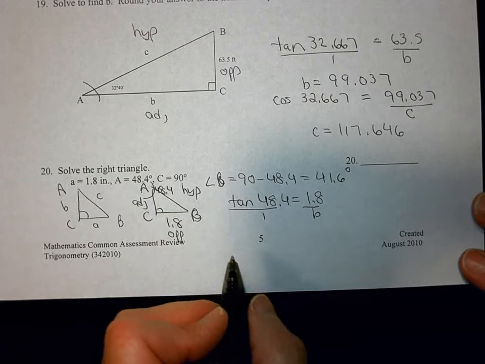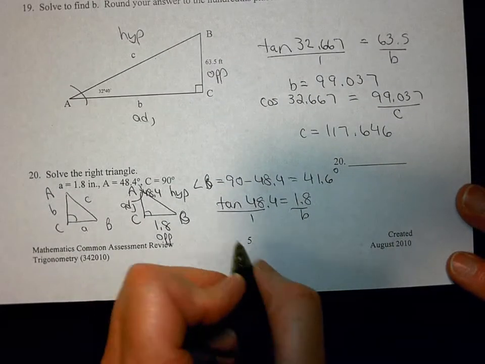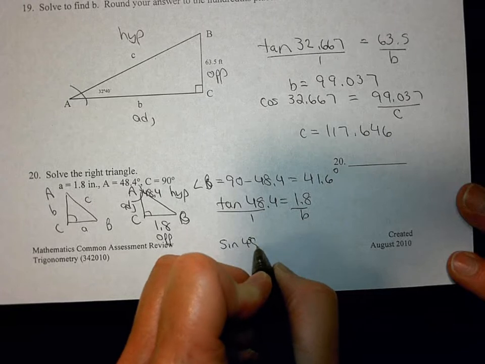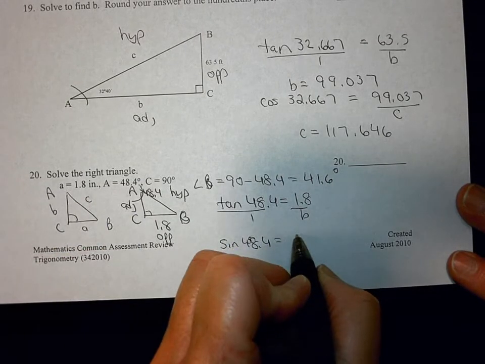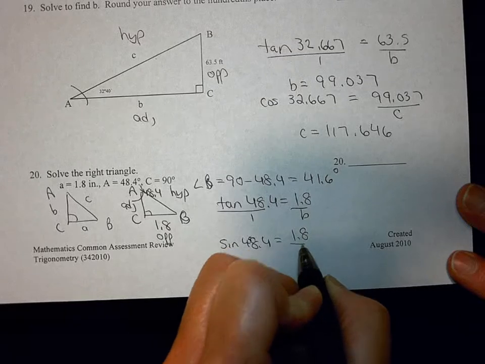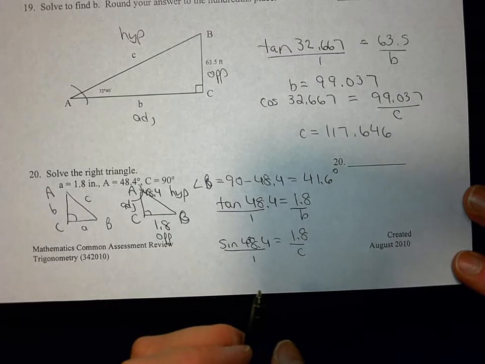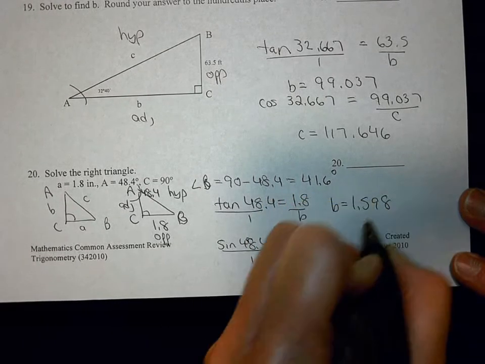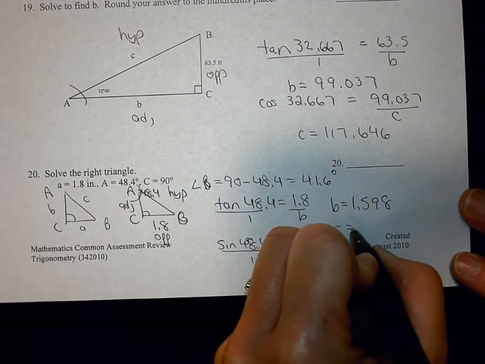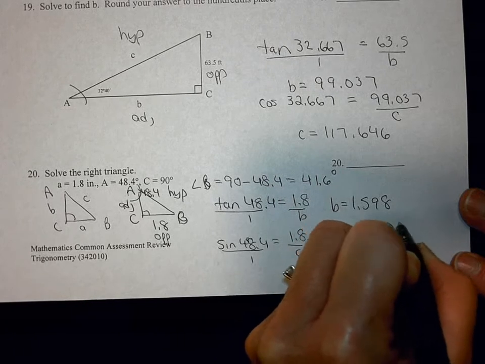Then we could also do a sine of 48.4 is equal to the opposite, 1.8 over C. So if we cross multiply both of these, B is going to be 1.598, and again, rounding could be a little bit different. C is going to be 2.407.